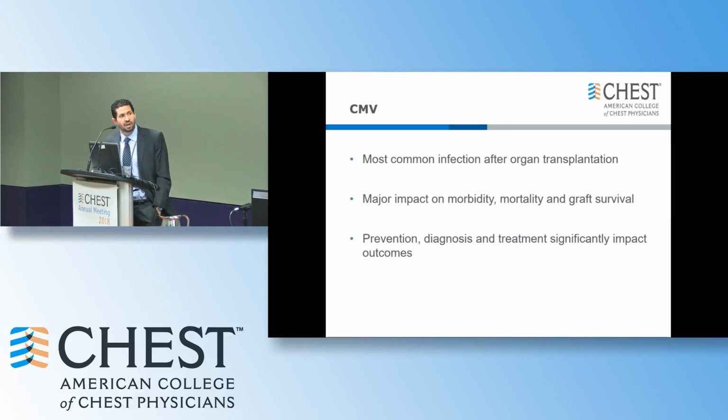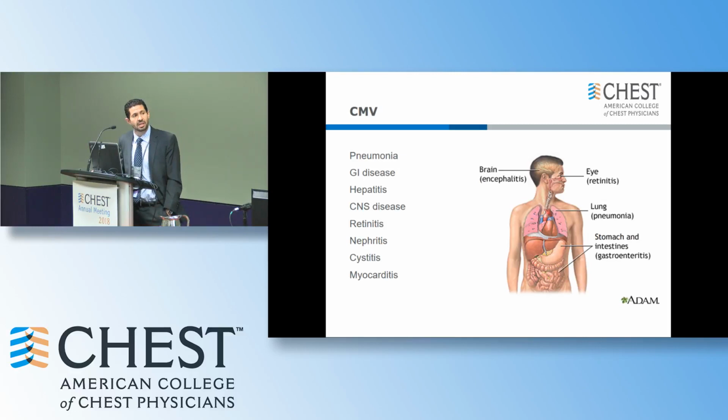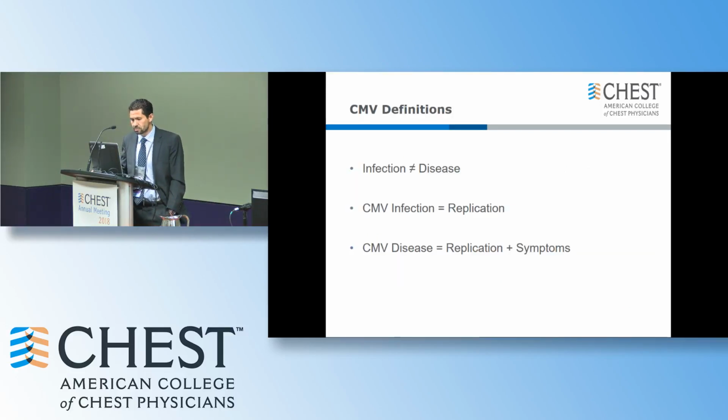CMV is the most common viral infection after organ transplantation. It has a major impact on morbidity, mortality, and graft survival. And optimal prevention, diagnosis, and treatment does significantly impact outcomes. It can affect a wide variety of organs, including the lungs. It can cause colitis, hepatitis, CNS disease. It can affect the kidneys and the heart.